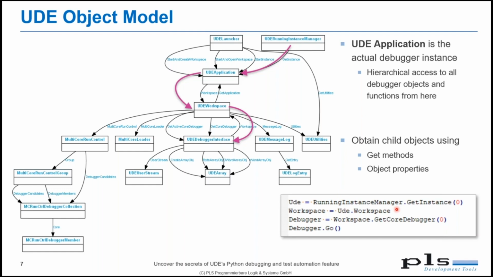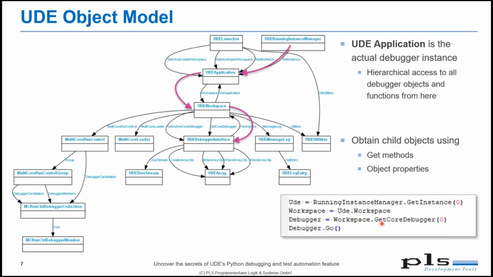To do that, we first access the running instance manager to get the UDE application object. So we assume that we already have a UDE running on the PC. Then we ask the UDE application object for the workspace. The workspace object contains everything that you have, for example, pre-configured for your debug session.